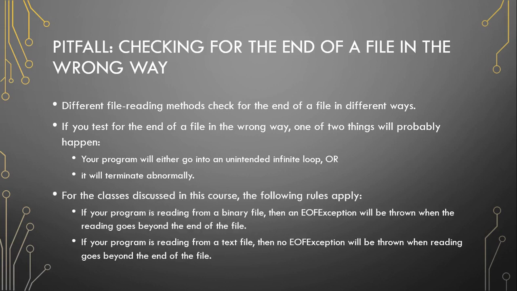Now, for the classes that we've discussed within this course, the following rules apply. If your program is reading from a binary file, then the end of file exception will be thrown when the reading goes beyond the end of the file. So if it tries to get the next character, boom, end of file exception. If your program is reading from a text file, then no end of file exception will be thrown when reading goes beyond the end of the file. This is a key thing to remember. Binary file reaches the end of the file, boom, exception. Text file, end of file, no exception. They function differently, because remember, a binary file is not the same as a text file.